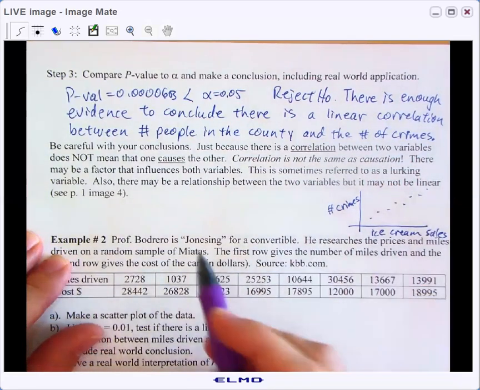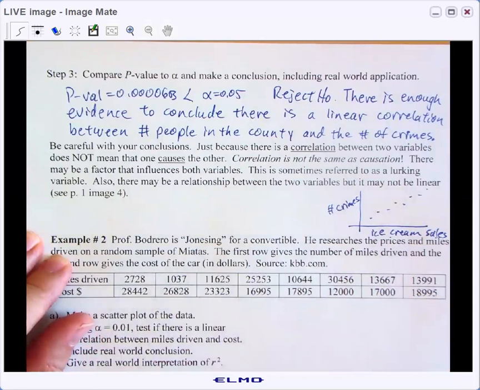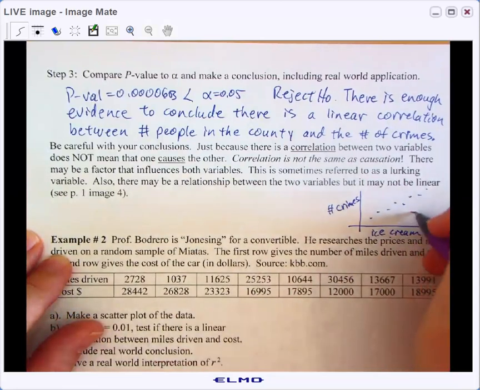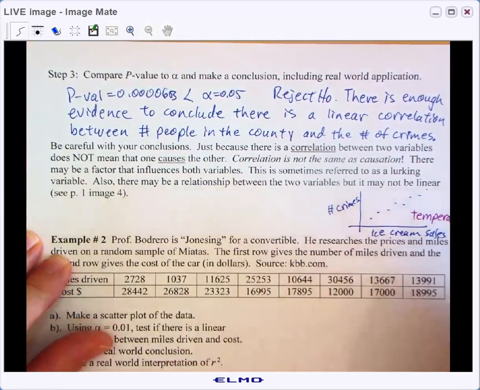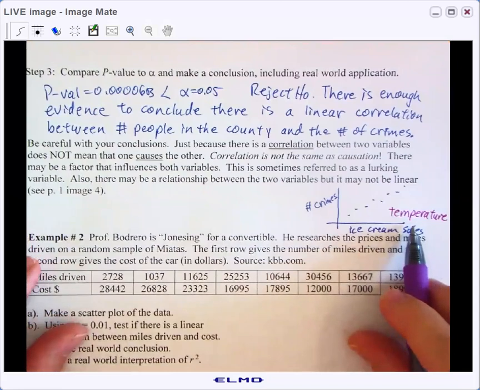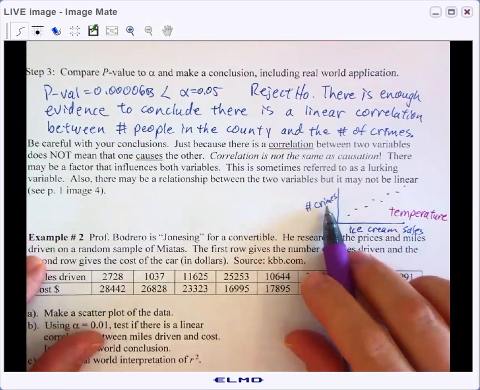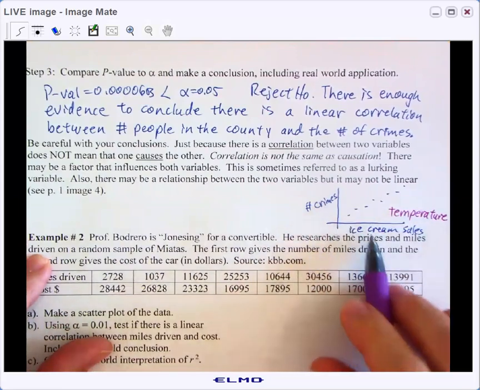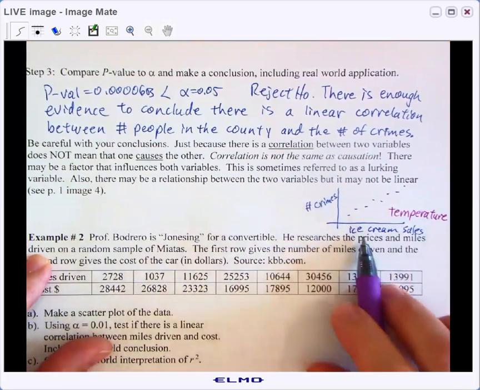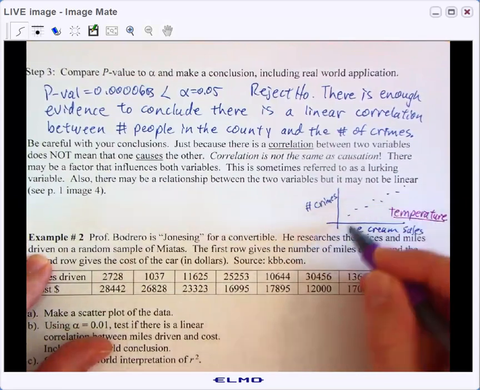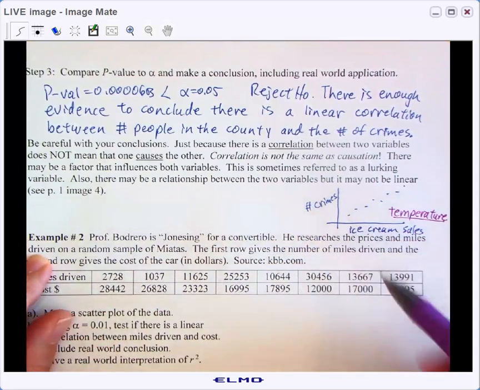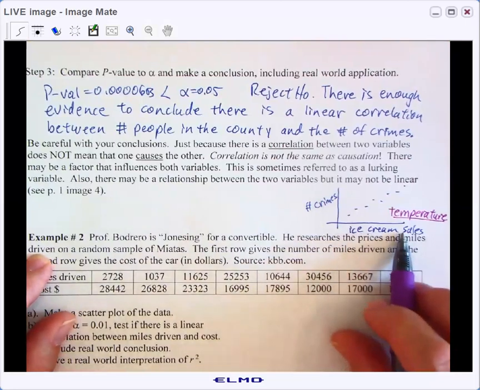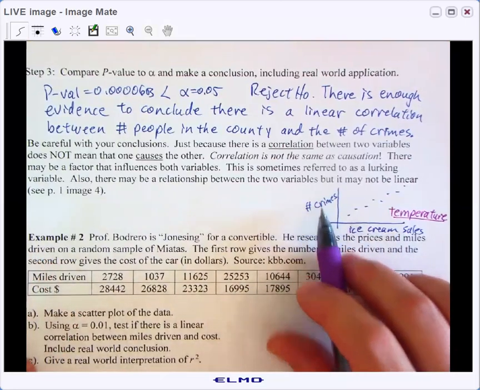So there may be something that's causing both of them to change. And as it turns out, there's a lurking variable here called temperature. As temperature goes up, ice cream sales tends to go up, but so does the number of crimes. So you see that even though these two things are correlated, there's something else that's more directly related to the increase in each of these. So again, correlation is not the same as causation. Increases in ice cream sales does not cause an increase in the number of crimes.